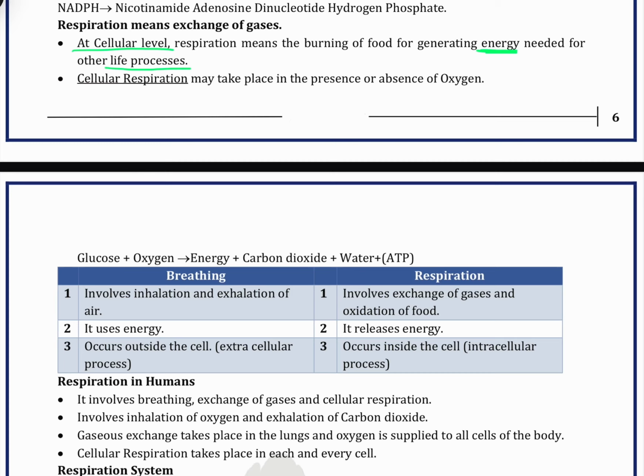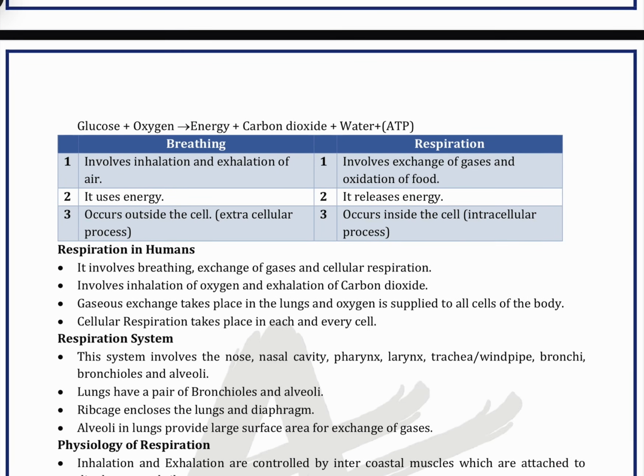Cellular respiration may take place in the presence or absence of oxygen. So cellular respiration can take place both in the absence and presence of oxygen. Here the formula is given: glucose plus oxygen gives energy plus carbon dioxide plus water plus ATP. ATP is a form of energy which we have already discussed in 9th class. Where does this get stored? Give your answers in the comments.